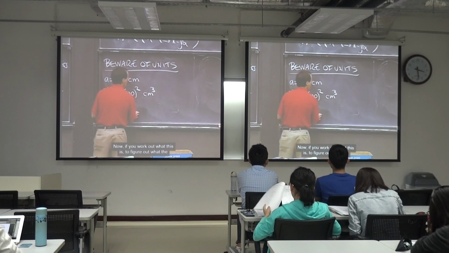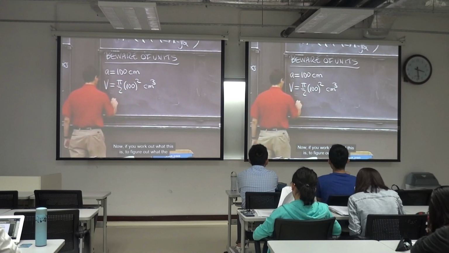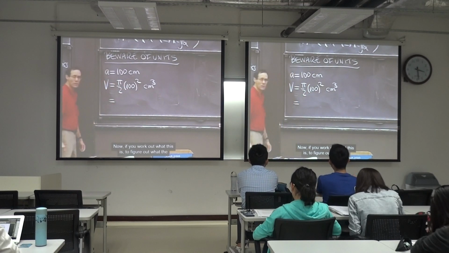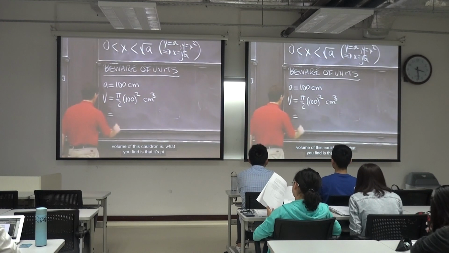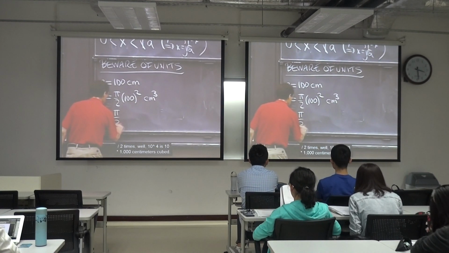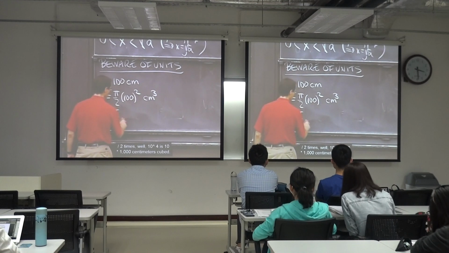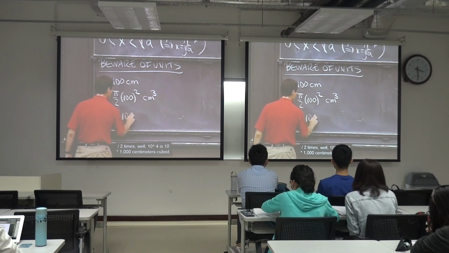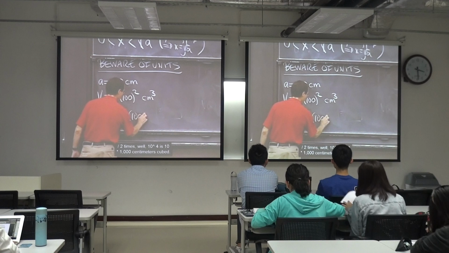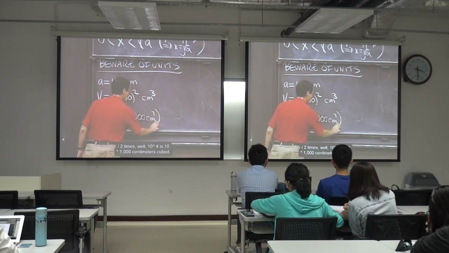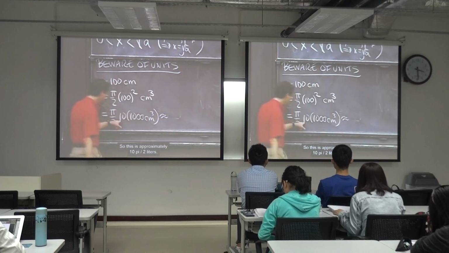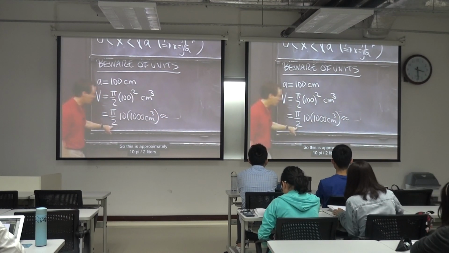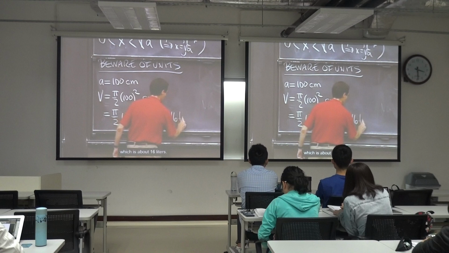Now, if you work out what the volume of this cauldron is, what you find is that it's pi over 2 times 10 to the 4th power, which is 10 times 1,000 centimeters cubed, right? And those are otherwise known as liters. So this is approximately 10 pi over 2 liters, which is about 16 liters.